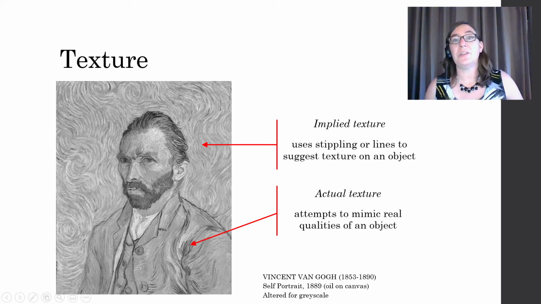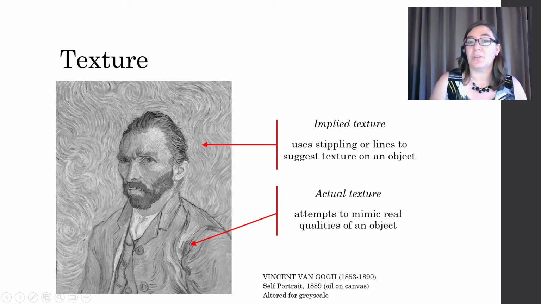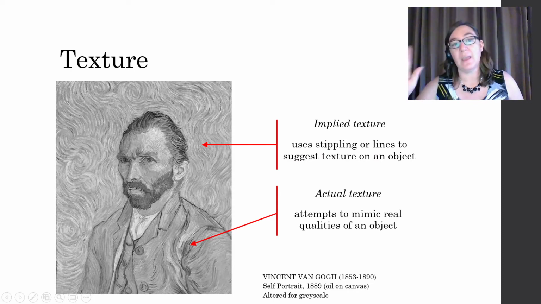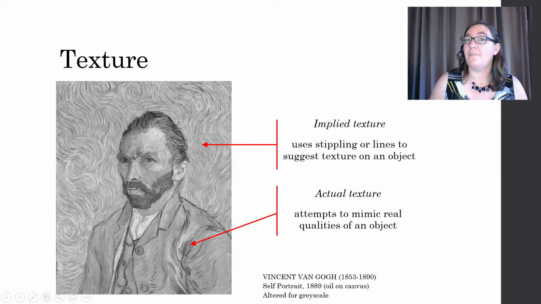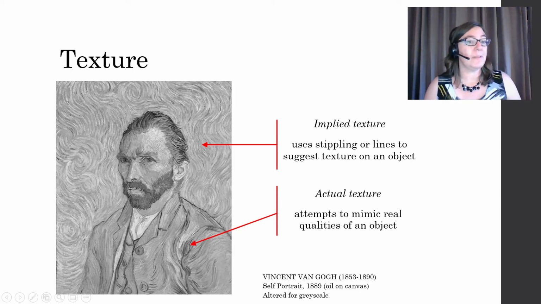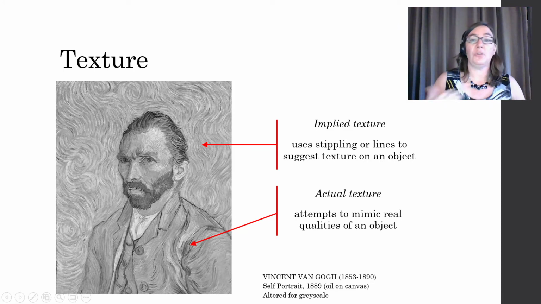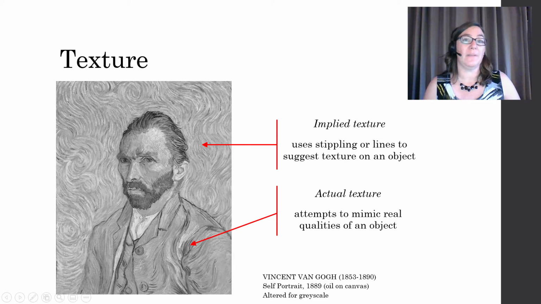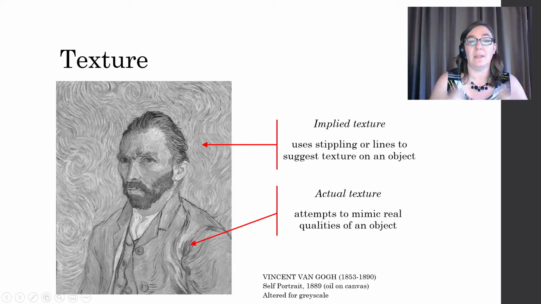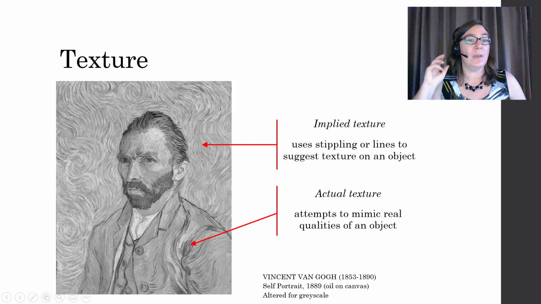All right, this image is a great example of texture. We have a lot of implied texture, stippling or lines to suggest texture on an object. No one actually thinks that the air behind him physically has this texture to it. But there are also some examples of actual texture, in which Van Gogh is mimicking the real qualities of an object. For example, the wrinkles in his jacket, or maybe the texture of his hair.